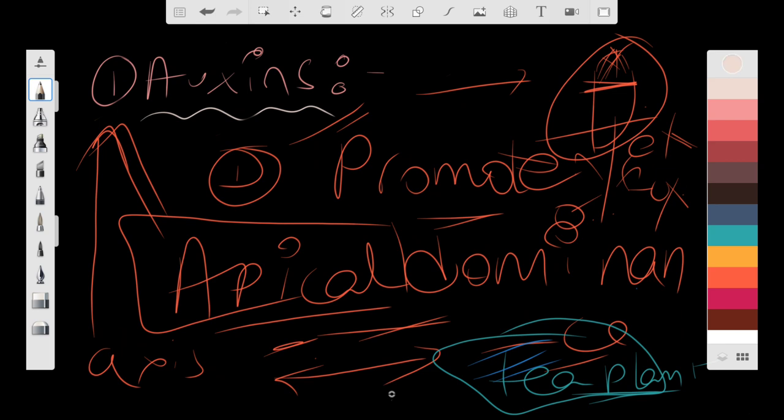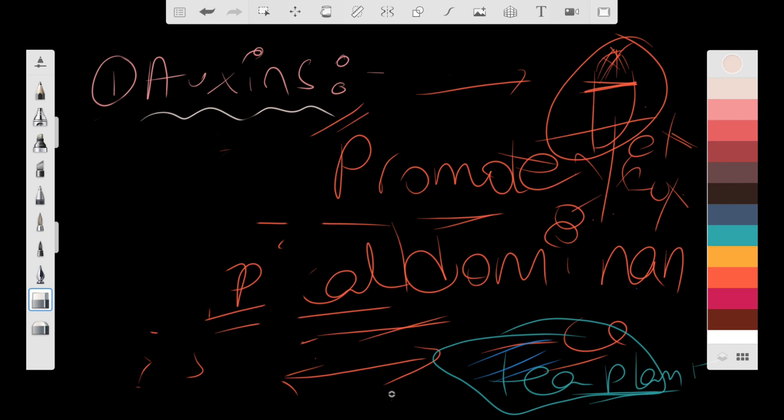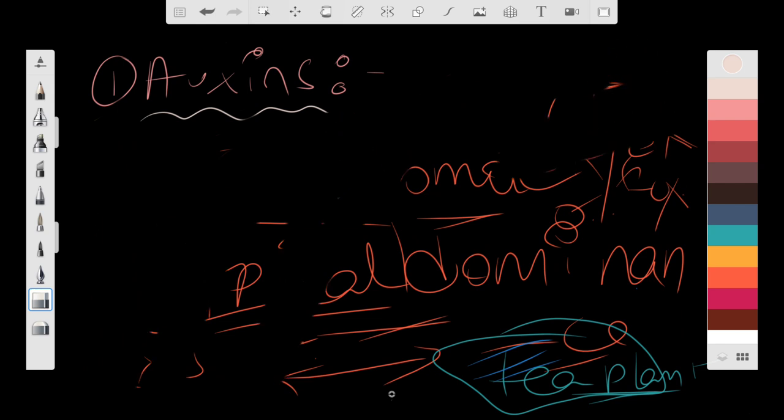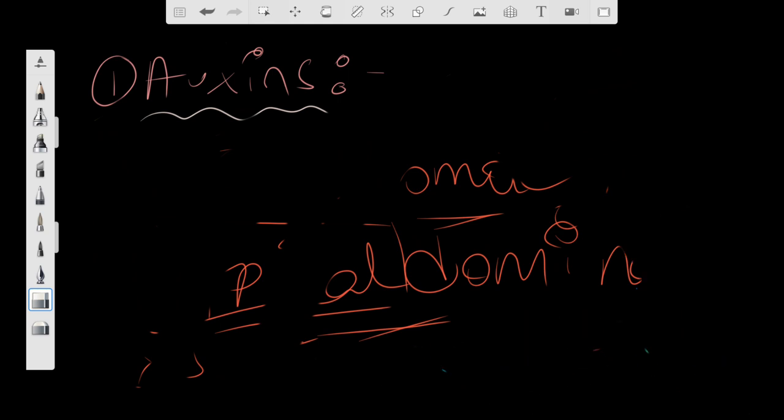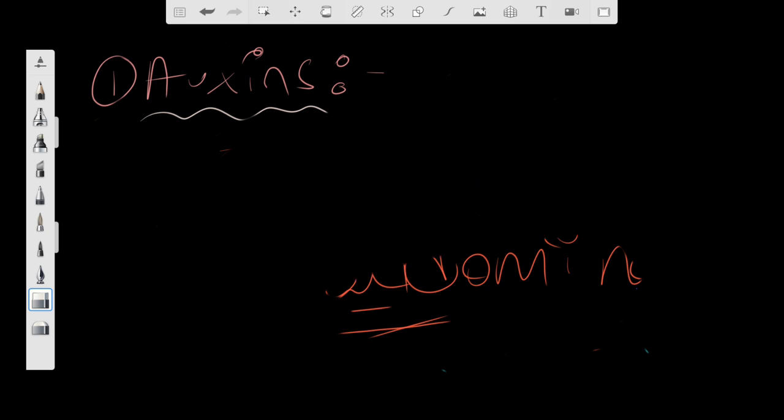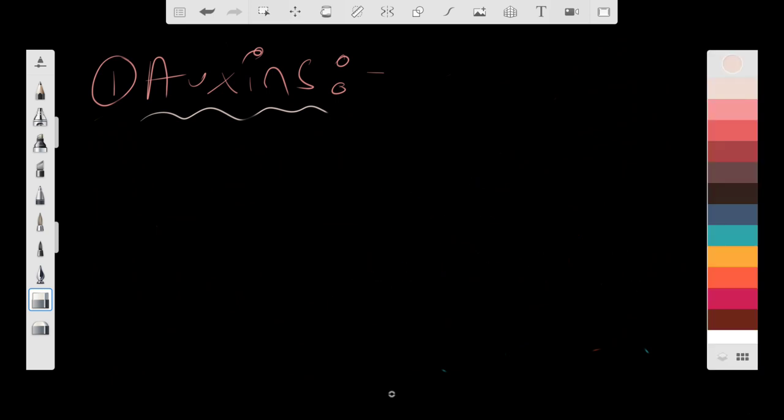Yes. Now let's move on to the next function, the last but one function, that is the fifth function. Hope you are getting everything, hope you are remembering it. Let's move on to the fifth function. These auxins induce parthenocarpy in tomatoes.